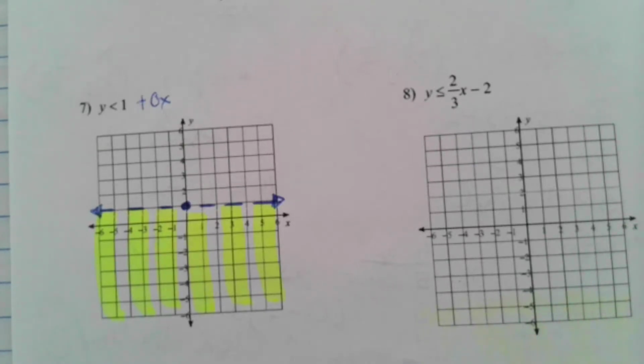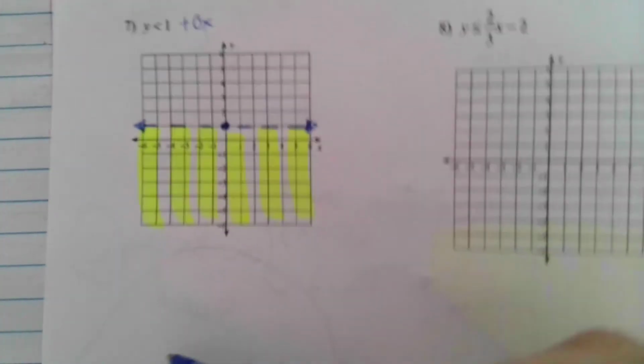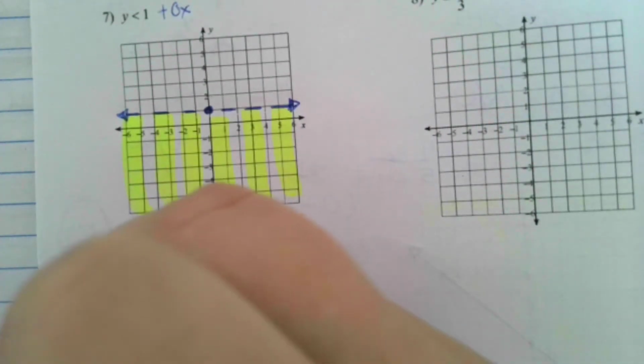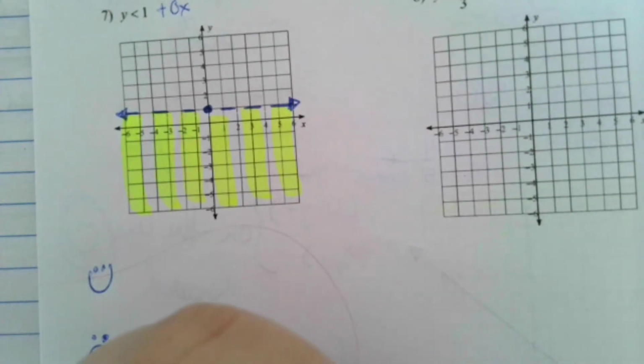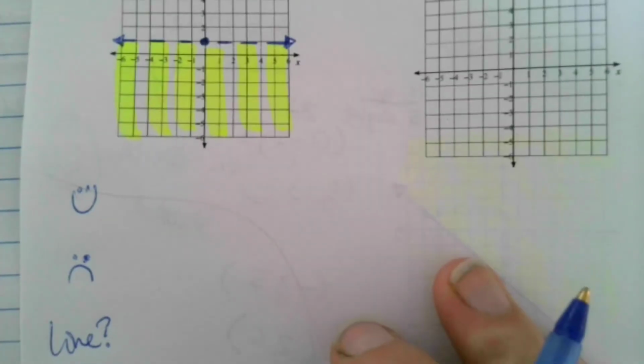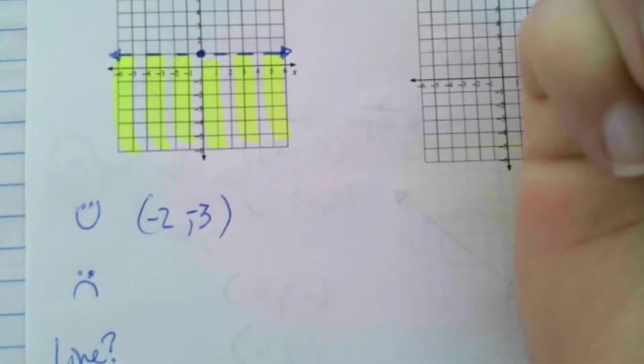You ready for the next part? Just under here. Give me a smiley face point. Give me a frowny face point. And can I use the line or not? Anyone give me a smiley face point. -2 and 3. No. If it's -2 and -3, I would agree. That would be right here. That gets a smiley face.